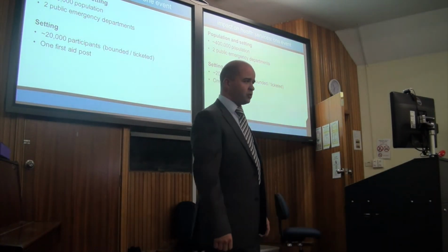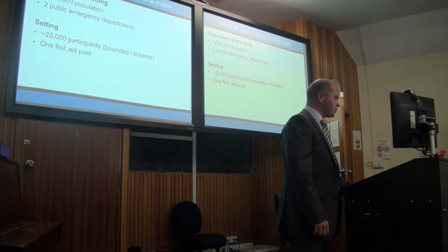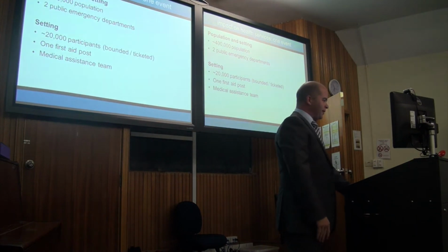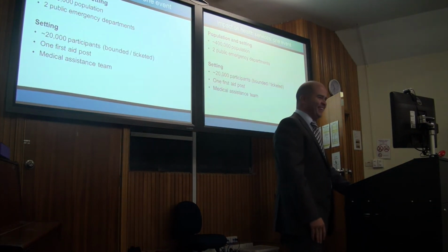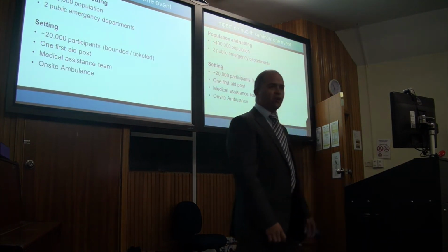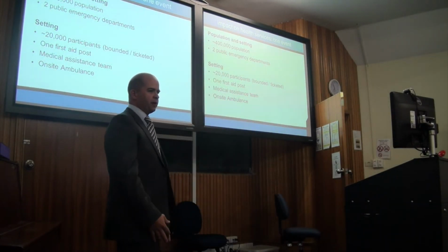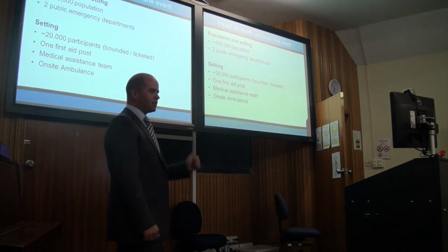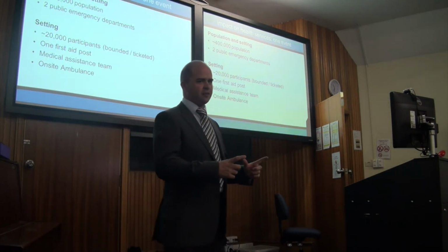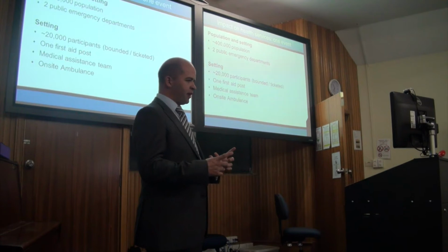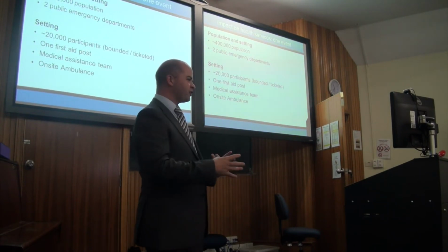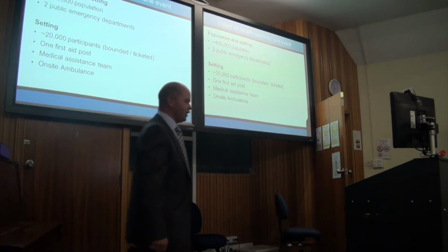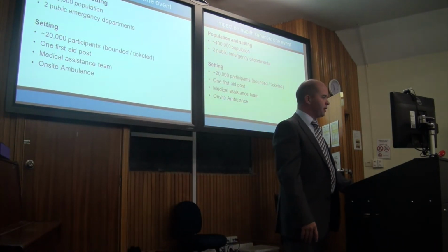This event had 1 first aid post. That 1 first aid post was connected to a medical assistance team, and it had an on-site ambulance. So we wanted to pick an event which was a little bit unique in this aspect itself. If you start to do some basic types of events like this, then you can start to apply your understanding to other types of events. So you might pick things that look similar but then become unbounded and so on, to test your theories about what it might be like.